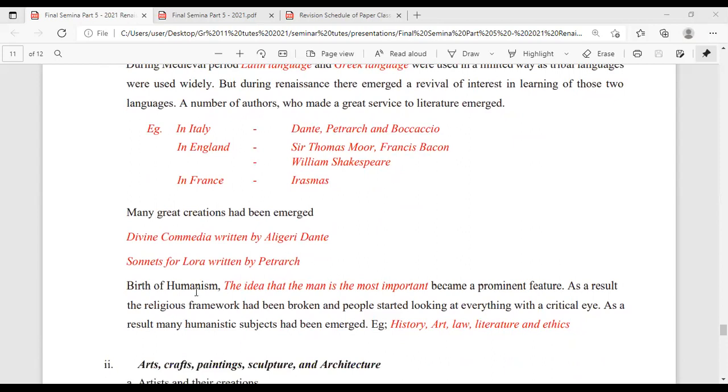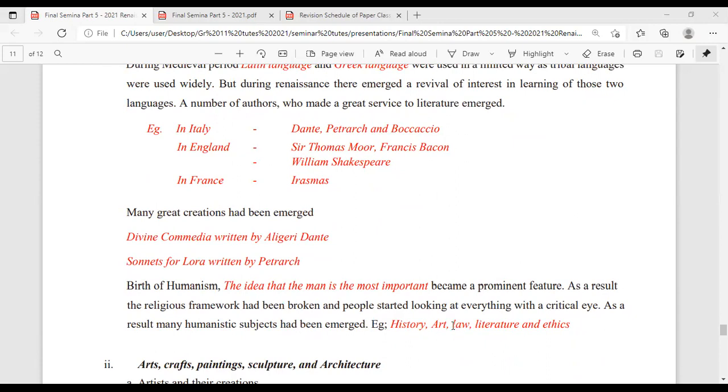So then, birth of humanism. The idea that man is the most important became a prominent feature. As a result, the religious framework was broken, and people started looking at everything with a critical eye. As a result, many humanistic subjects emerged, like history, art.